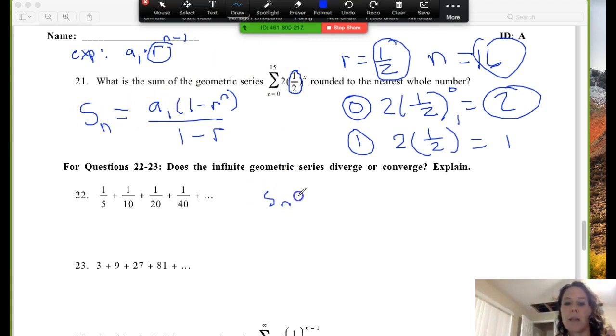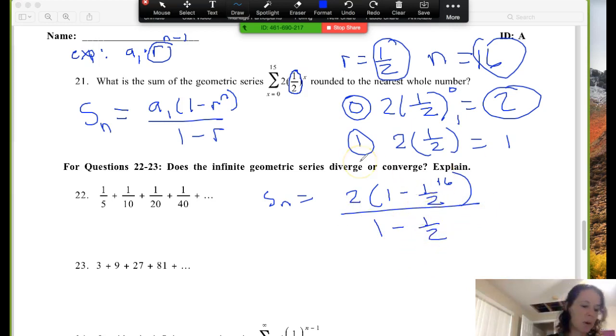I'm going to go Sn is my first term, 2, times 1 minus my ratio, 1/2, with the number of terms being 16, 1/2 to the 16th power, all over 1 minus my ratio, 1/2. All right, so I'm going to do this on a calculator. I'm going to go 0.5 to the 16th power, and that's a big number. And I'm going to go 1 minus that. And then I'm going to multiply that by 2.